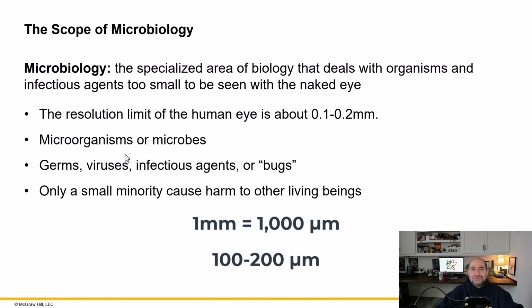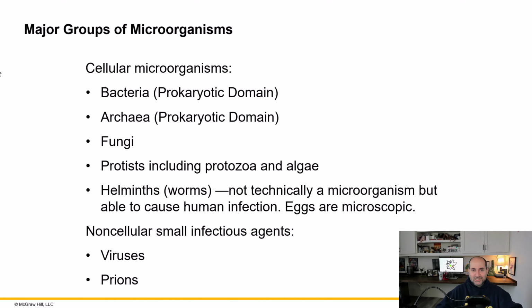So let's get into it a little bit deeper. First of all, what are the major groups of microorganisms and infectious agents? And what's the difference between a microorganism and an infectious agent? Let me explain that real quick. When you hear organism, like microorganism, you should think of a living thing, okay? Something that's made up of at least one cell.